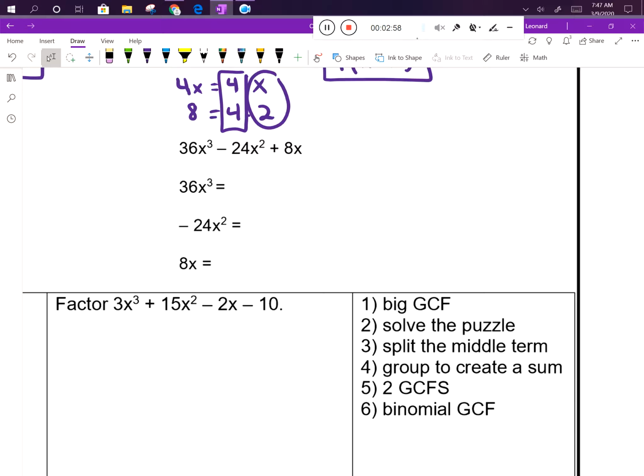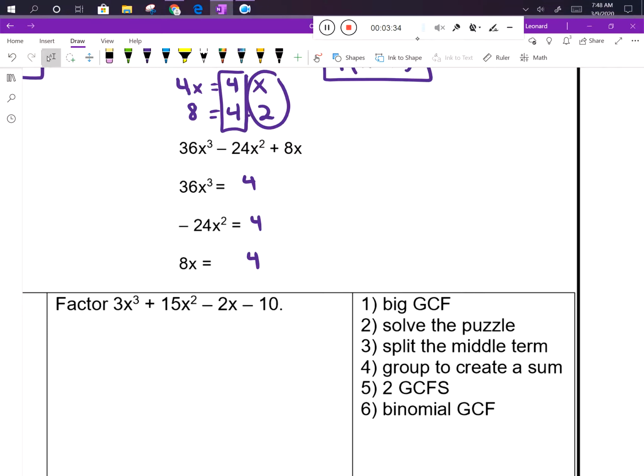Let's look at this next one. This one's longer, and I've again already taken the 3 terms and written them out for you. So we've got 36x cubed, negative 24x squared, and 8x. And we're looking for the biggest number that evenly divides all 3 of those. Now, my first instinct is to say 8 because I know 24 is divisible by 8, but 36 is not divisible by 8, so 8 must be too big. So the next factor down in 8 would be 4, and 36, 24, and 8 are all divisible by 4. So that must be the biggest number that each of these numbers can be divided by.